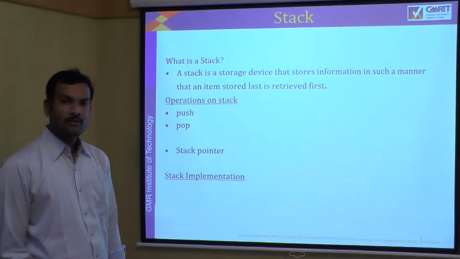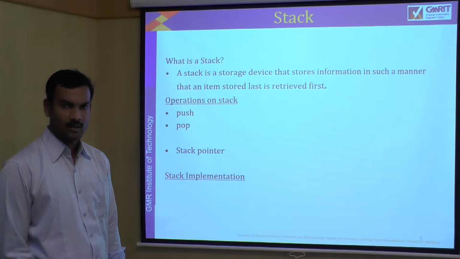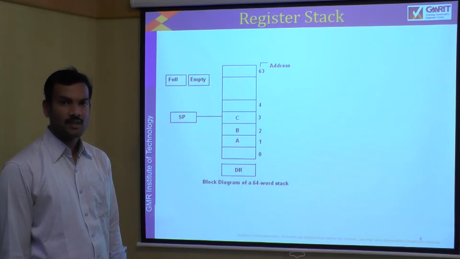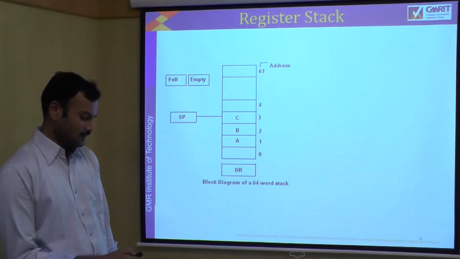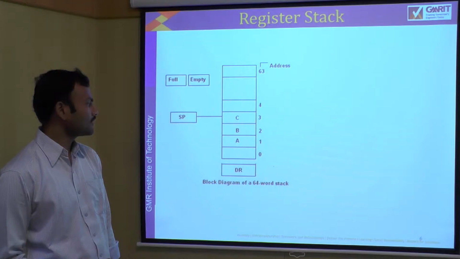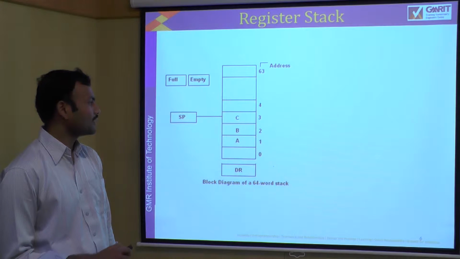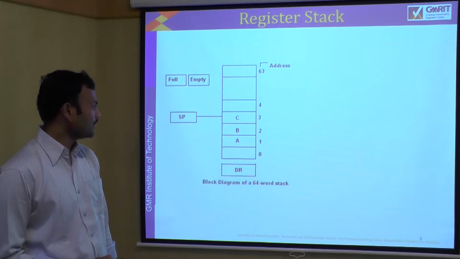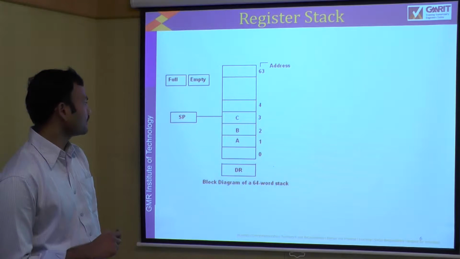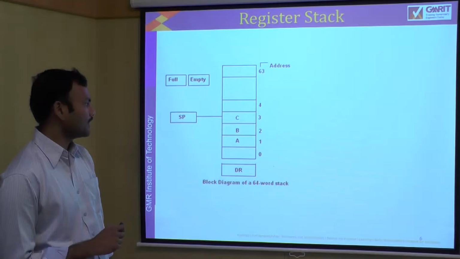We can implement the stack in two ways: one is by using registers, and the other is by using memory. Here is the implementation of the stack using registers. A group of registers are grouped together. Here we are taking 64 registers numbered from 0 to 63, and each number indicates the address of that register. Along with that, we have two more registers: one is called the data register, the other is the stack pointer. And two more flags are there: one is called full, the other is empty.